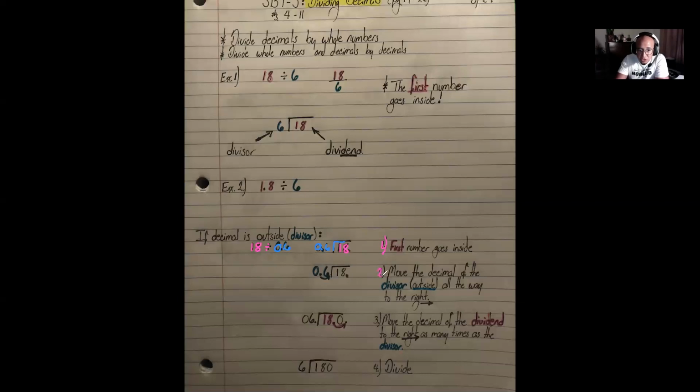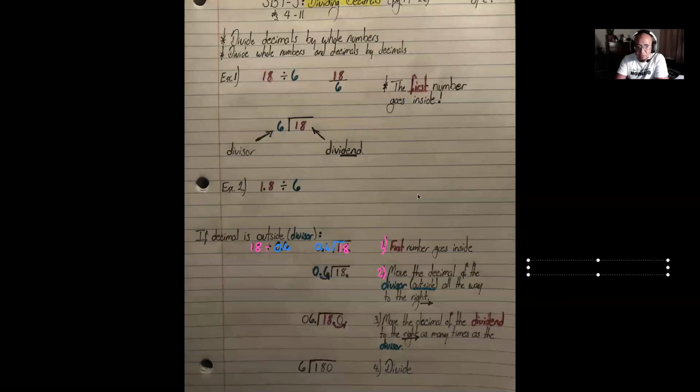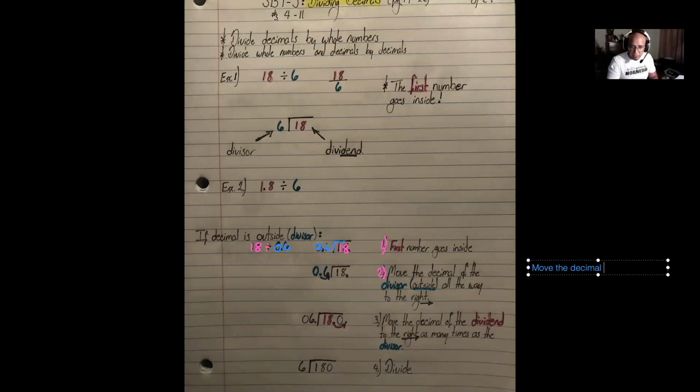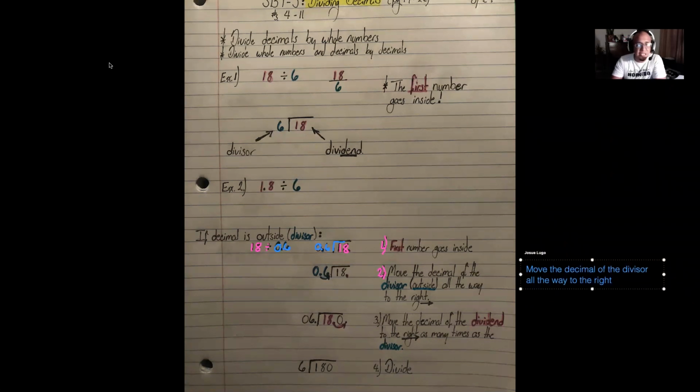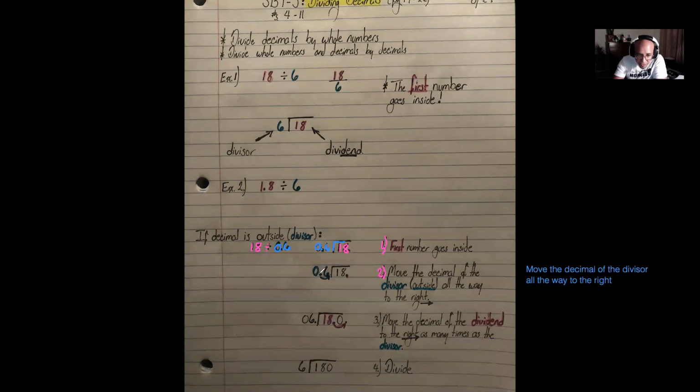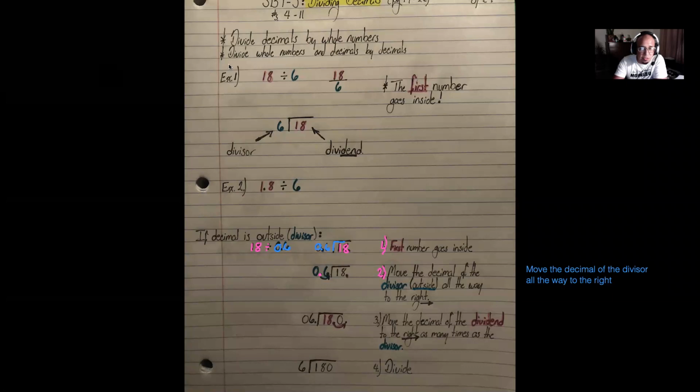Step number 2. And for those of you who can't read my writing very well, I'm going to write it for you right here. Step number 2, we're going to move the decimal of the divisor, which again is the number on the outside, all the way to the right. So again, we're working with the divisor. That's the decimal that we're working with, the decimal on the outside. We're going to move this decimal of the divisor all the way to the right.